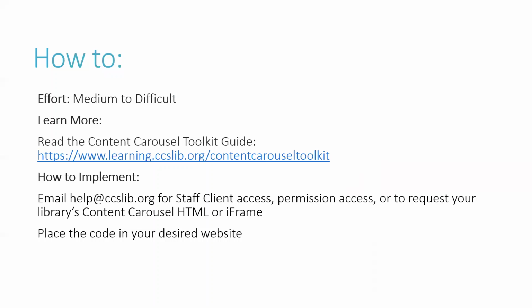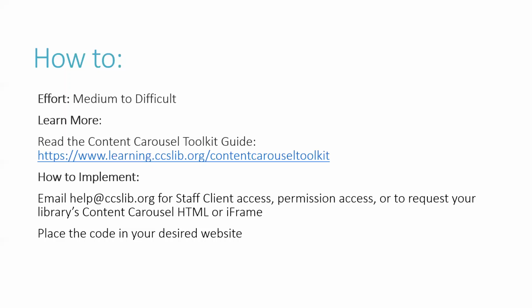Really all you're doing is pulling that record set ID, which is just that special identifier for your record set. You're putting it into what looks just like a wizard. Once you've done that, it spits out the HTML or the iframe. You then need to access the back end of your website, but the carousel should follow any CSS rules that are already in place.